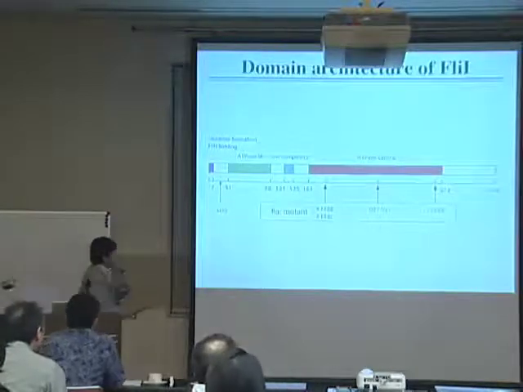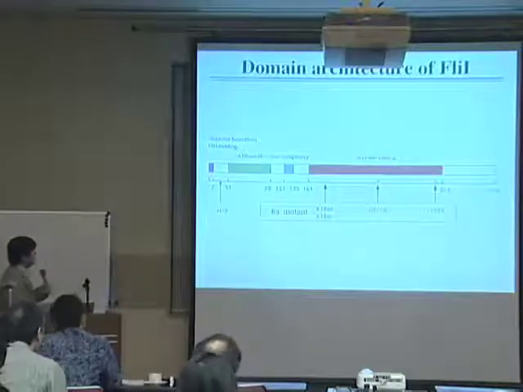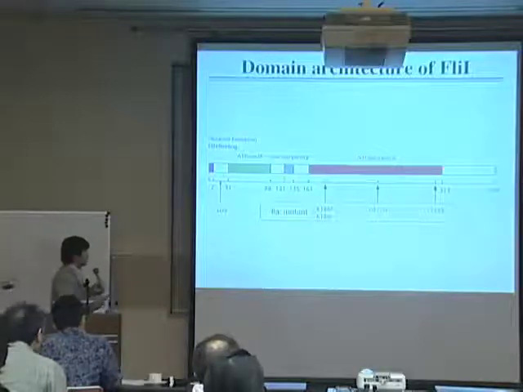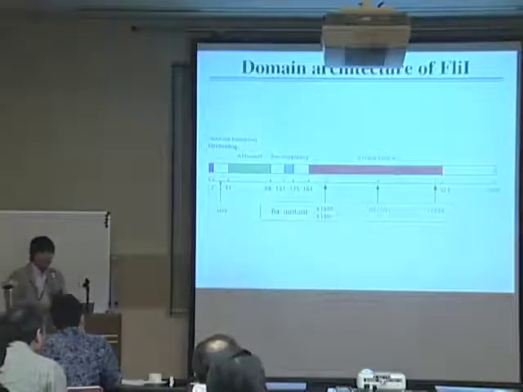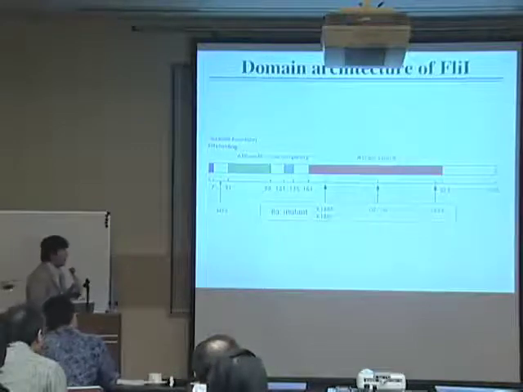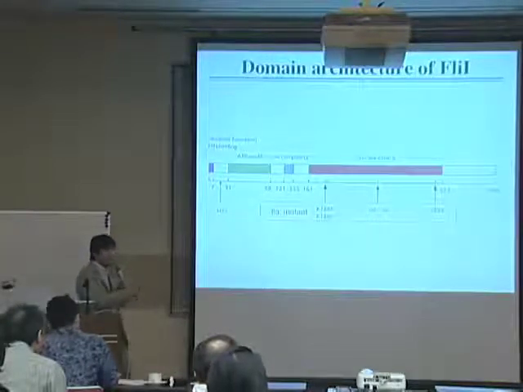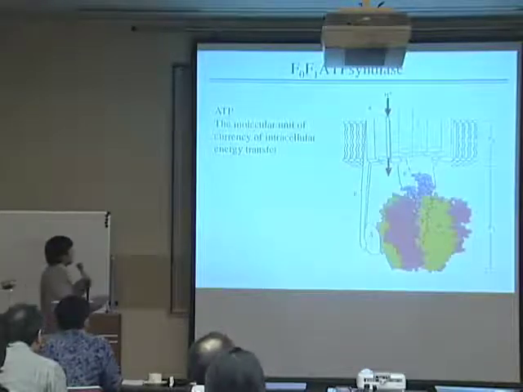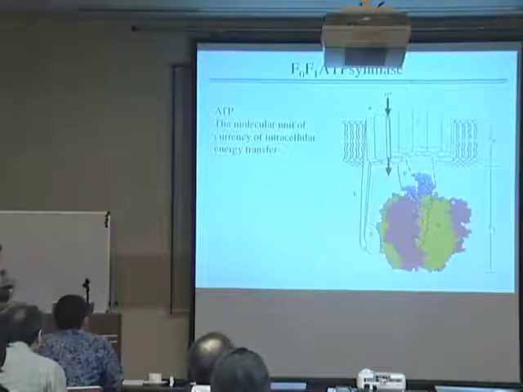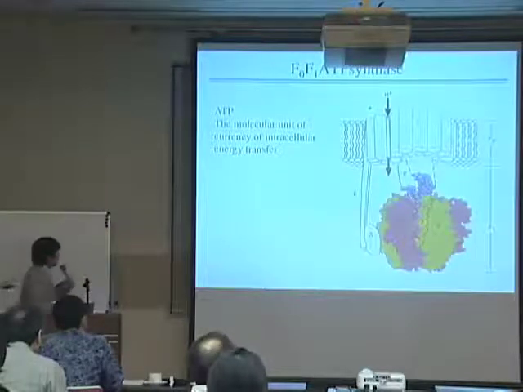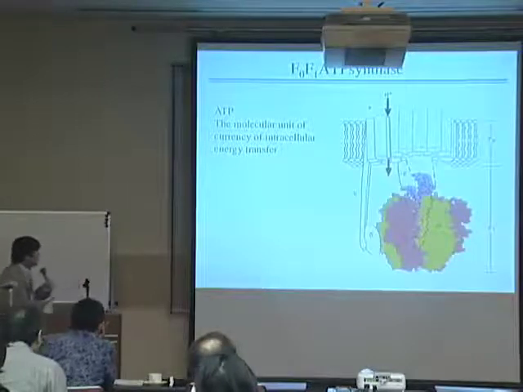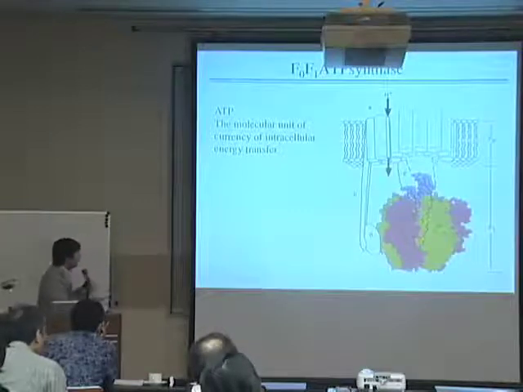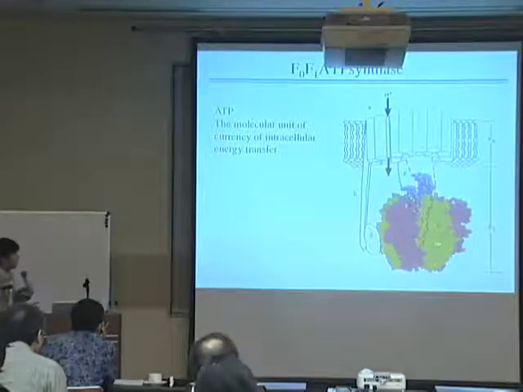This is the domain architecture of the ATPase, called FliI. In the middle part of this protein, it shows similarity to the F0F1 ATPase alpha and beta subunits. So let's take a short look at what the F0F1 ATPase is. I showed you previously that the F0F1 ATPase synthesizes ATP utilizing the proton influx. And here we have the alpha and beta subunits.